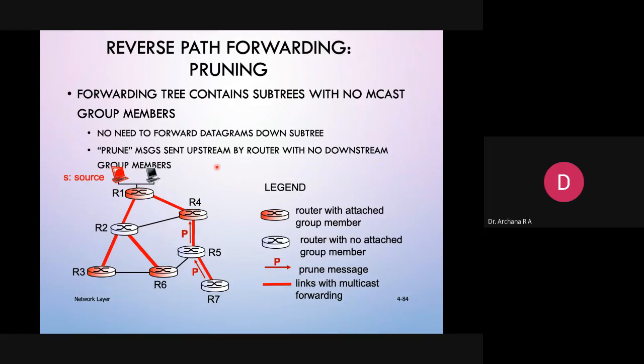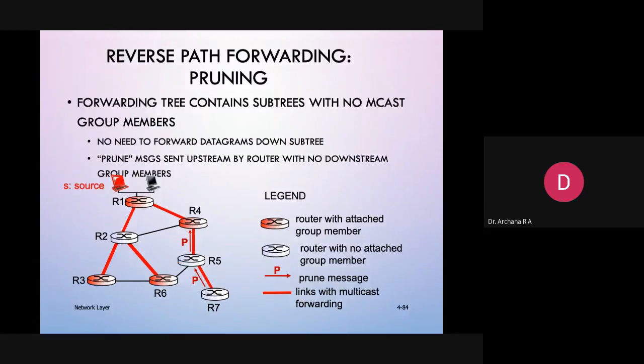So there is no need to forward the datagrams down the subtree. Here at the down side, this subtree is not required for R6 or R4, because R5 and R7 do not belong to the group. A prune message is sent upstream by a router with no downstream group members. So these downstream routers are not in the group, so you can cut them off. Just prune it off, cut it off.